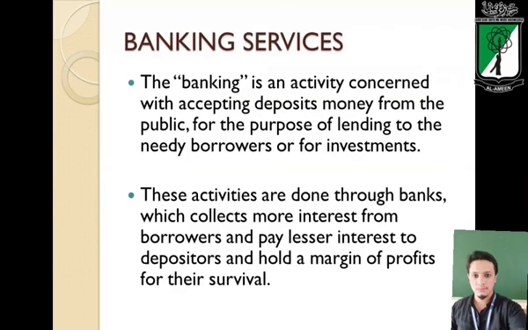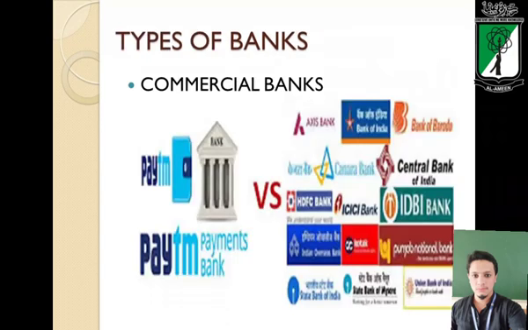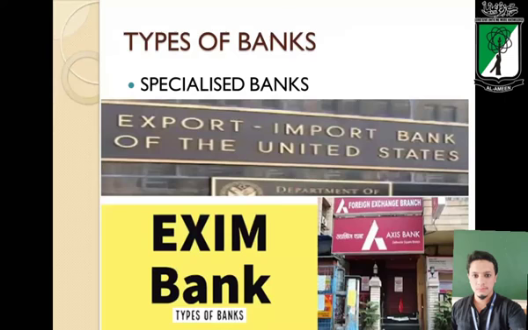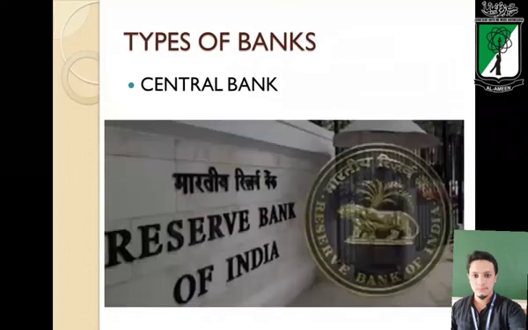Here banking means accepting deposits and lending loans to the public, for the purpose of lending to the needy borrowers for investment. These are the meaning of business banking. Then the types of banks under commercial bank: there are two types, private sector and public sector. Then the cooperative banks, then specialized banks, then central banks. These are the types of banks that we learned in the last class.